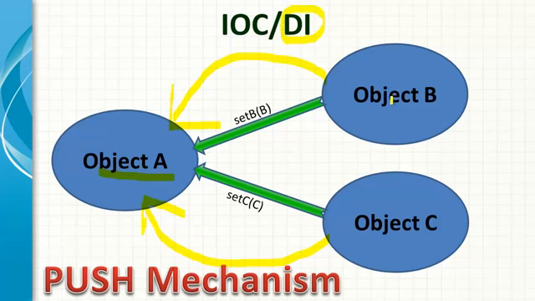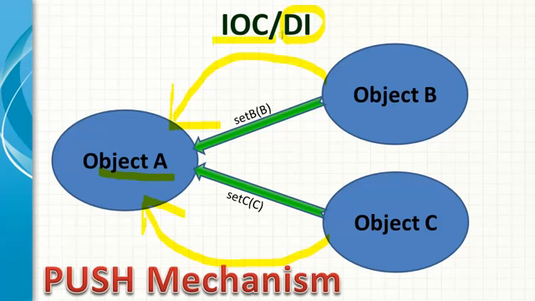I have dependency on B and C. Assembler, the framework, will inject it to me. I won't pull it. It will be pushed inside me. It's like the Hollywood principle, which says don't call me, we'll call you back. So instead of pull, it's a push mechanism.